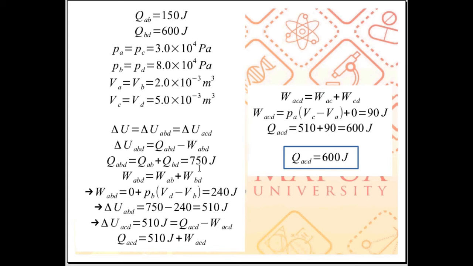QABD 750 minus WABD 240. 750 minus 240 will give you 510 joules. So delta UABD is 510 joules. That means delta UACD is also 510 joules. And delta UACD is equal to QACD minus WACD.